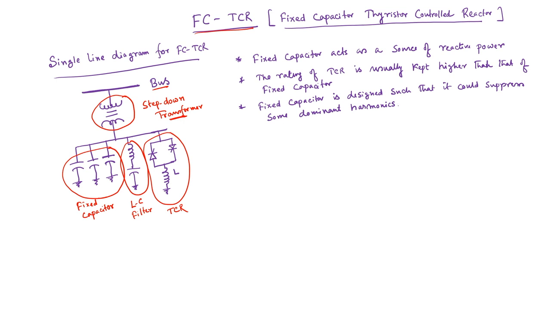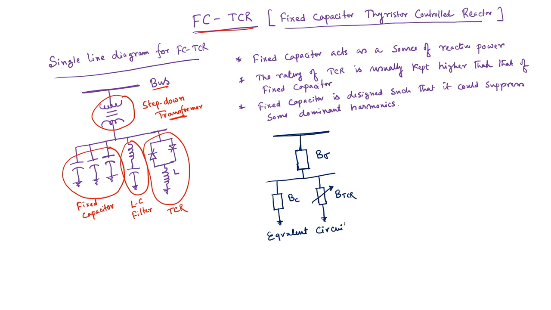Okay. Now let us model this FC-TCR. So in order to model this FC-TCR, what is to be done? Suppose this is the bus at which it is placed. We will model the step down transformer as a fixed susceptance, which is represented by this rectangular box, and let us consider the value of the fixed susceptance as B sigma. Then we will have the susceptance of the fixed capacitor, represented by BC, and we also will have the susceptance of this TCR, but we know that TCR susceptance is variable, and let us represent it by BTCR.